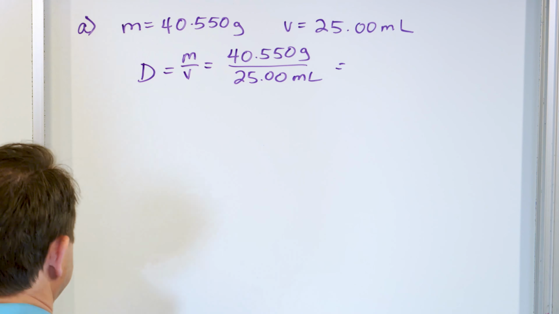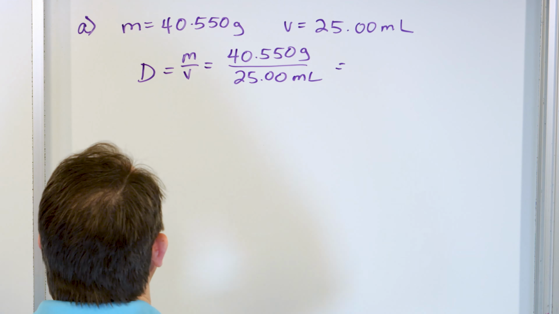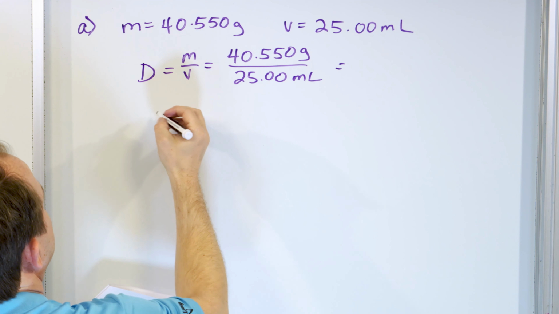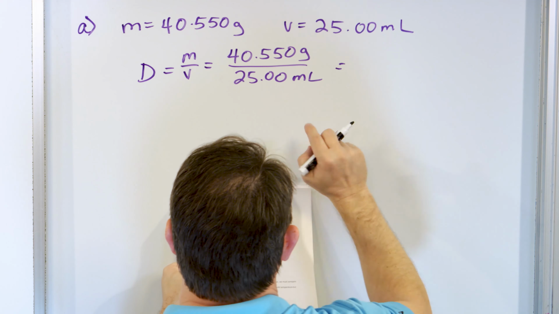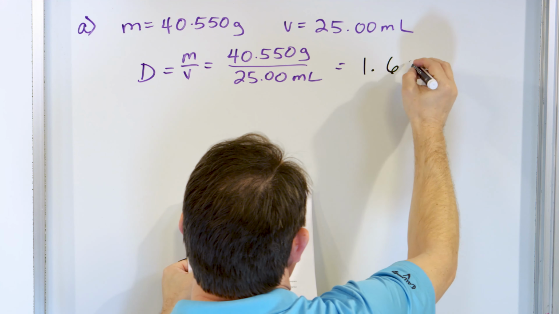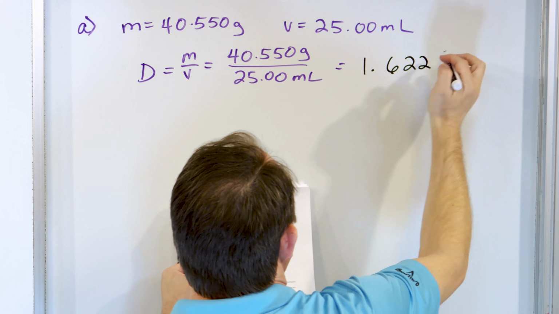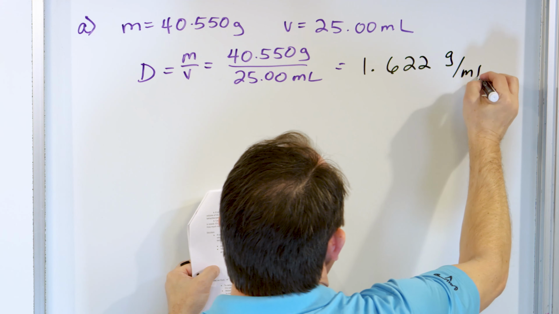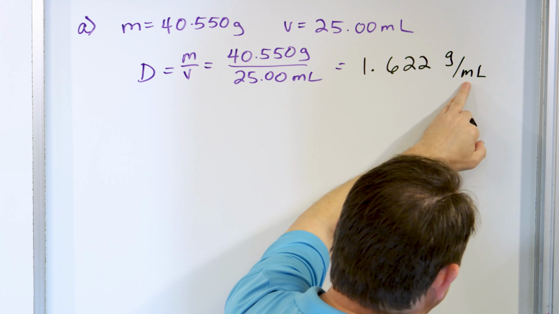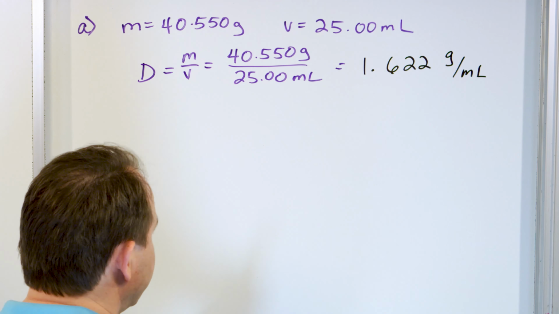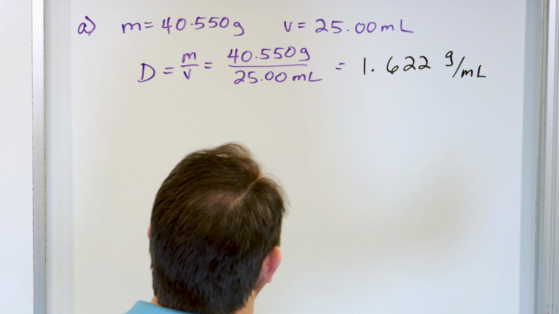So when we take these numbers and divide them, the density here, 40.550 grams over 25 milliliters, you divide them, you get 1.622 grams per milliliter. This is how many grams of this substance exist in 1 milliliter of the liquid. Now, how do we know if it's going to float or sink?